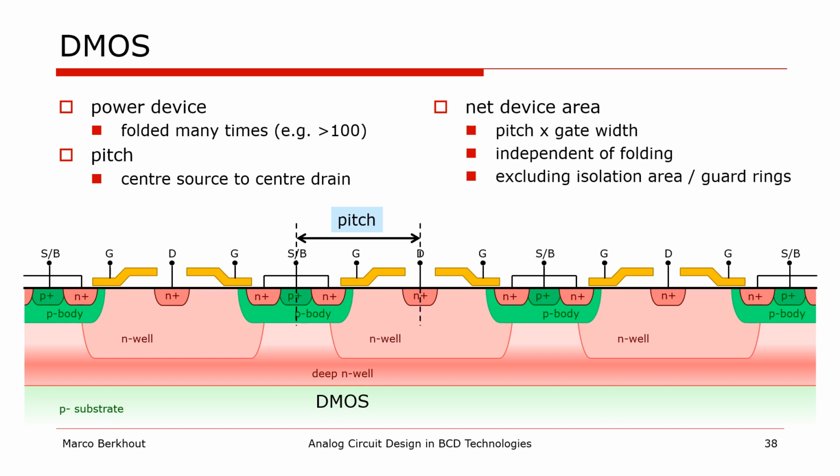In such a folded structure, we define the pitch as the distance between the center of the source and the center of the drain. And now you can calculate the net area of a power FET by multiplying the pitch and the gate width independent of the number of folds, but this of course excludes the additional area needed for lateral isolation.